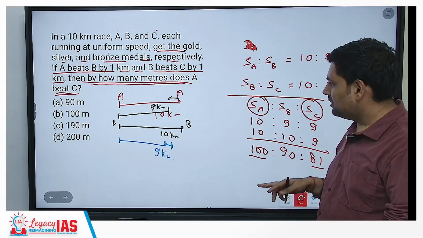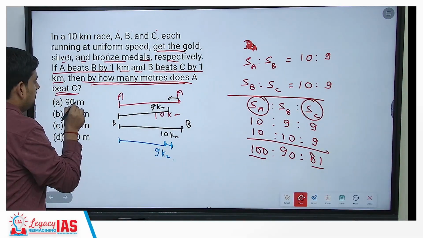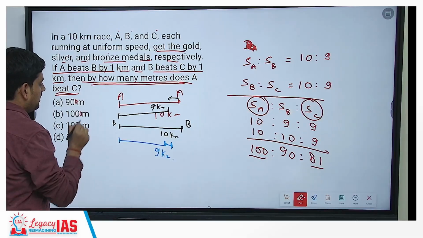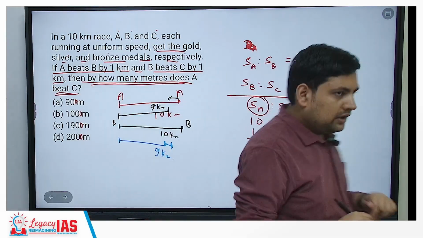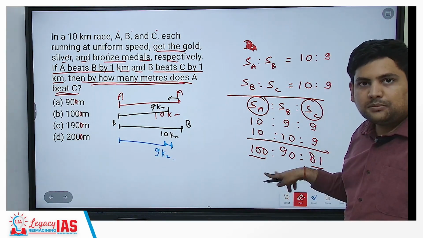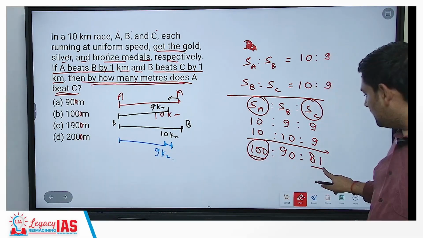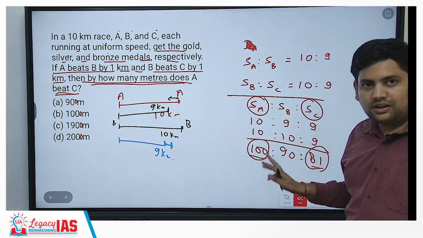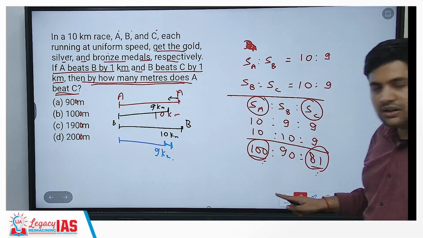Okay, so this is a 10 kilometer race. So I think all these options will have one more zero. So this will be 900, 1000, 1900 and 2000. Now see, so 100:81. That means in the time that A travels 100 meters, C travels only 81 meters.